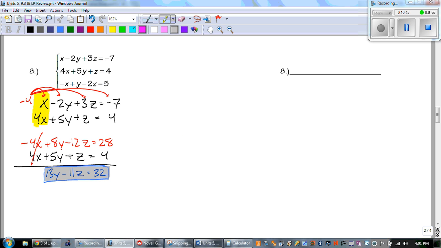Okay, so now we're doing it with those two. So I'm just going to rewrite them again. We have 4x plus 5y plus z equals 4, and then we have -x plus y minus 2z equals 5. If I want to cancel the x's again, because we need to cancel the same variable for both of them, I'm going to multiply the bottom now by 4.